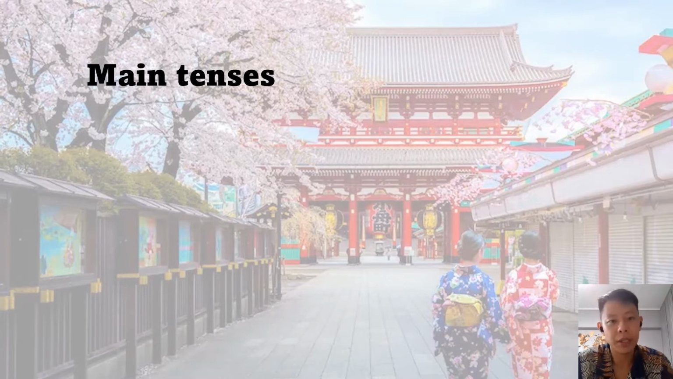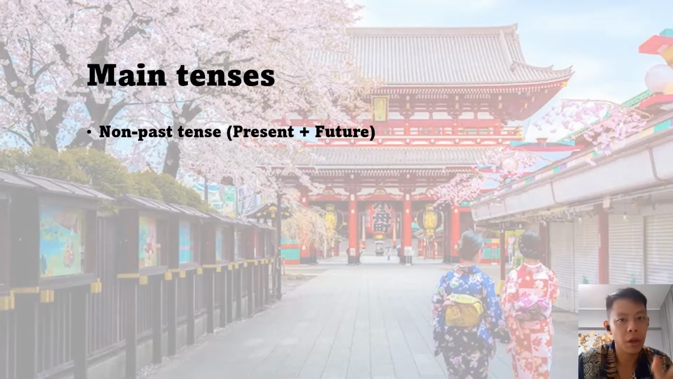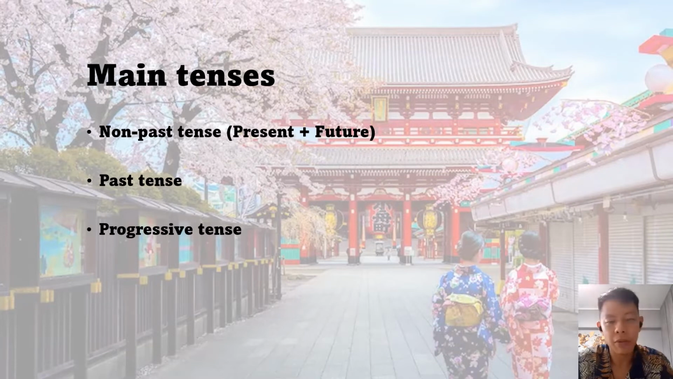So we have a few tenses in Japanese. These are the main tenses. We have the non-past tense, which consists of both the present tense and the future tense. We have the past tense, and also we have something called the progressive tense. It's kind of like the continuous tense in English, like when you say I'm eating, I'm drinking.